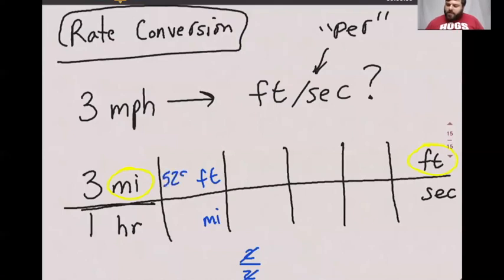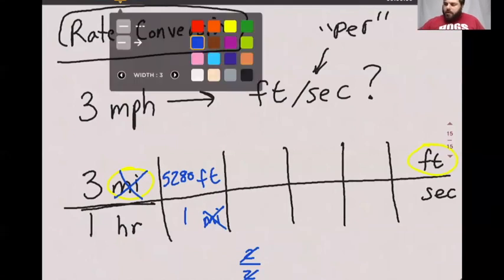So there's 5,280 feet for every 1 mile. Miles on top, miles on bottom. Those are going to cancel. Now what am I left with? Now I have feet on top, which is what I want over here at the end. And then I've got hours on bottom. Now I want hours to become seconds, so I need to make that conversion.